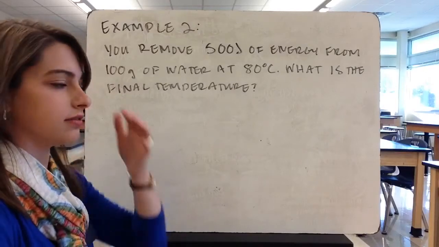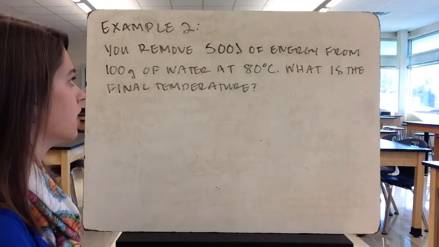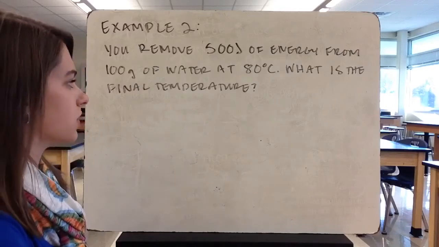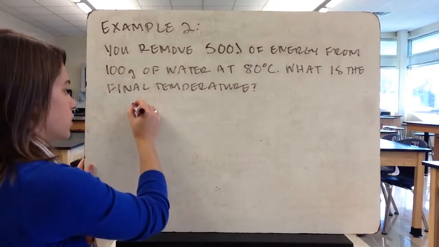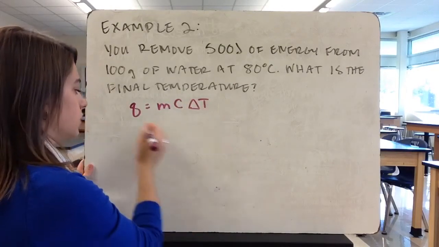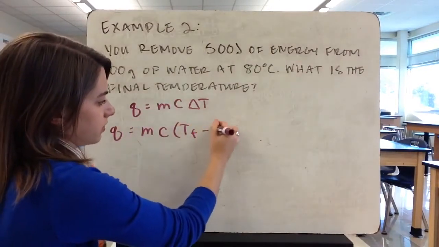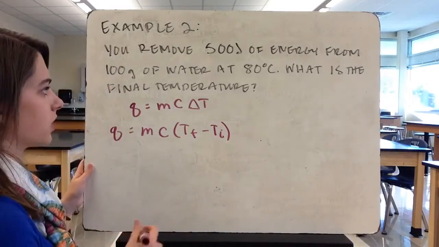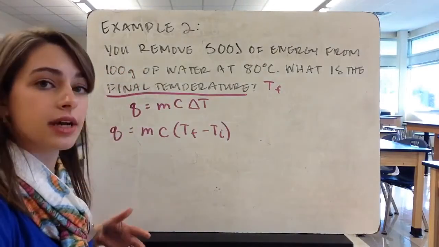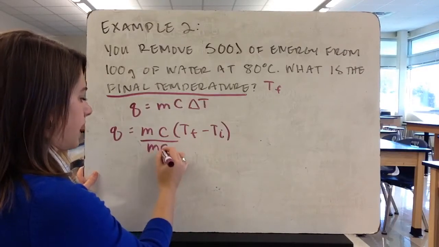Let's look at one where we're calculating the final temperature of something. So in example 2, I say you remove 500 joules of energy from 100 grams of water at 80 degrees Celsius. What is the final temperature? So again, we're involving temperatures, so we know that we're going to use Q equals mc delta T, which is really Q equals mc times T final minus T initial. We want to solve for T final. So I'm going to rearrange my equation before I even start plugging numbers in. So I'm going to divide both sides by mc.